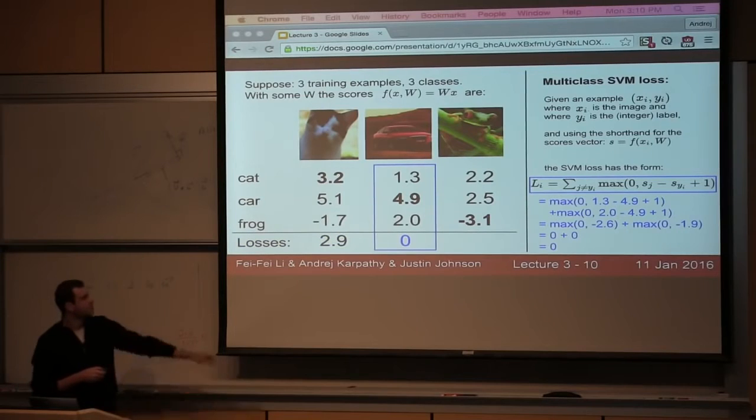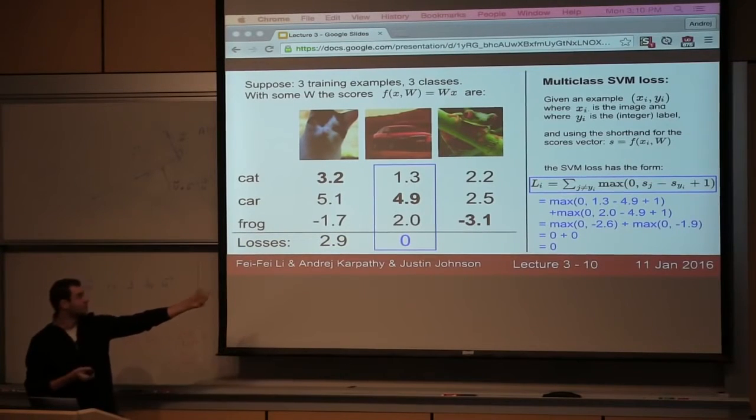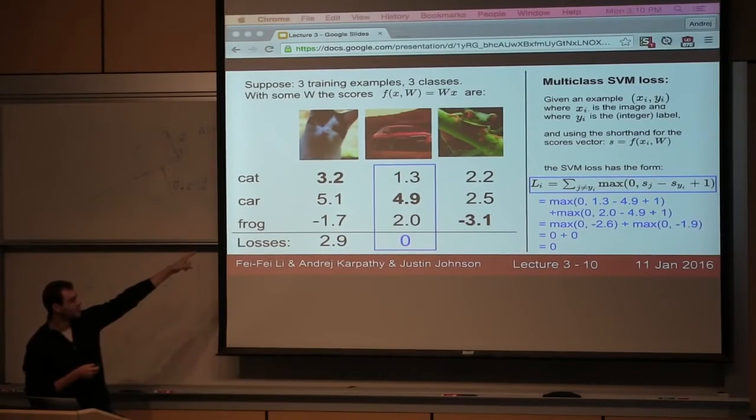For the second image, we're going to again do the same thing, plug in the numbers. We're comparing the cat score to the car score.